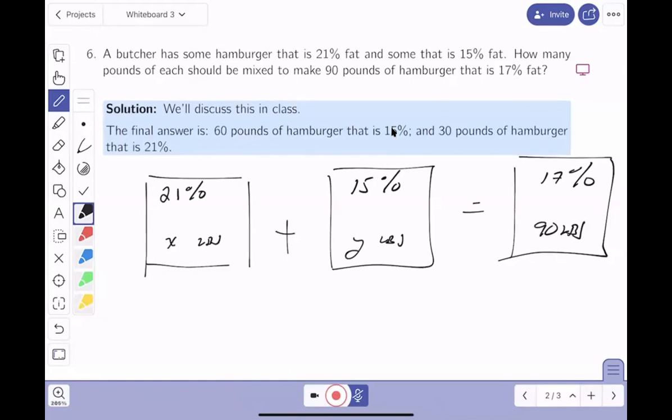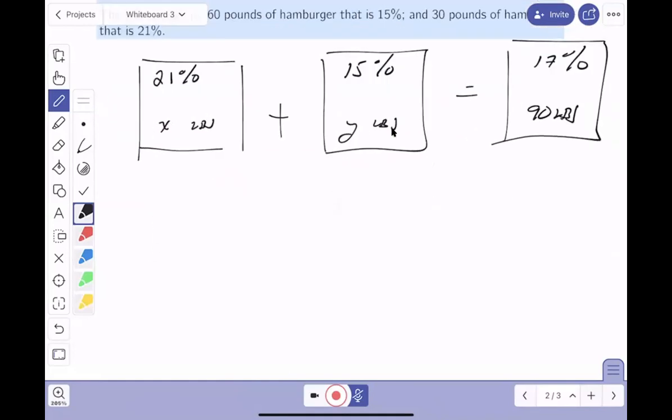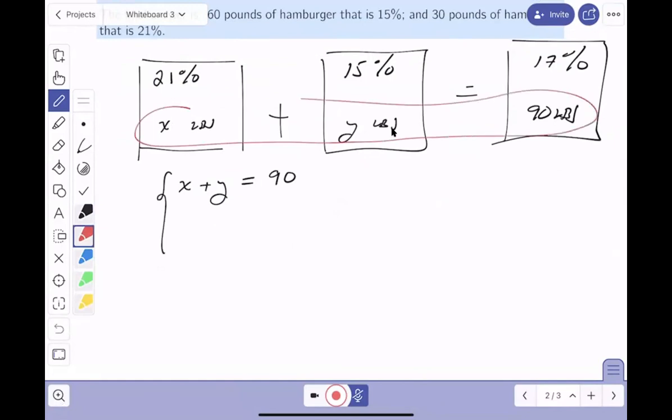Well, it's deja vu all over again. Let's write this down. X plus Y equals 90. Where's that coming from? Here. Now let's write down how much fat the guy's got. He's got a lot of fat. 0.21x plus 0.15y. What am I saying? 21% of the X stuff is fat and 15% of the Y stuff is fat. How much fat do you end up with in the end? Well, 17% of the 90 pounds.